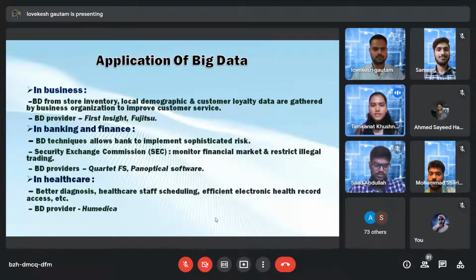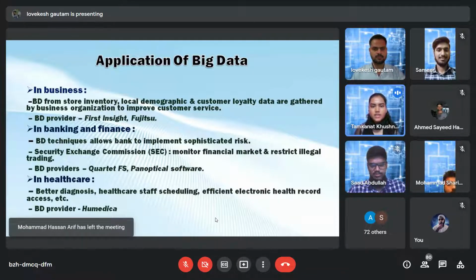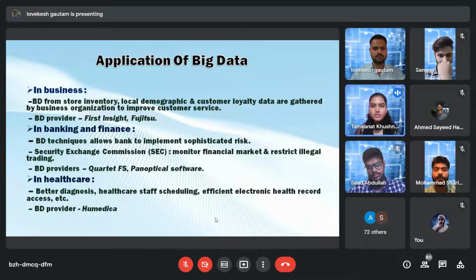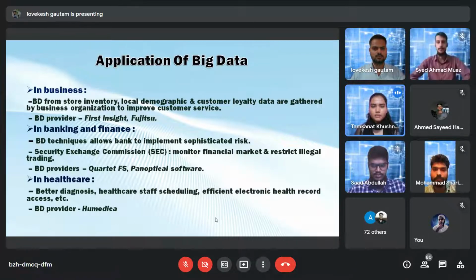The banking and finance sector is marked with high risk and ever high competitiveness. Big data allows bank to take sophisticated risk. Security Exchange Commission uses big data to monitor financial market to restrict illegal trading. Big data provided in this sector include Quartet FS, Panoptical software.